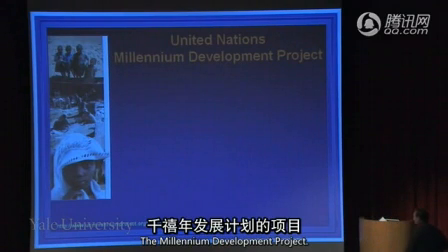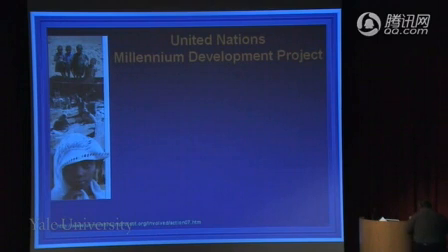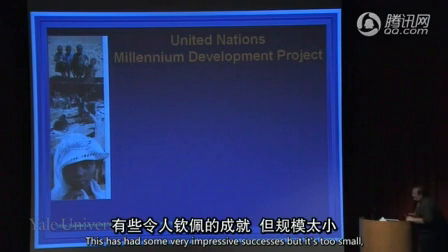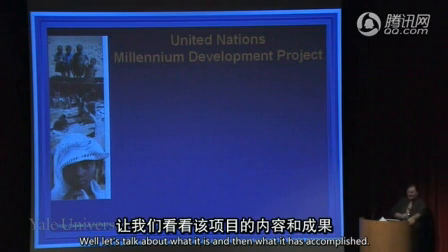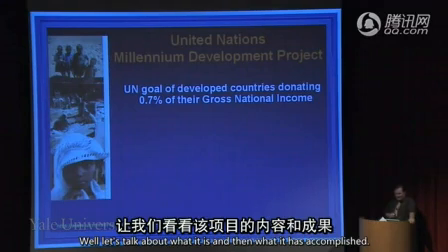Well, one shining star in this pretty bleak picture overall is a project coordinated by the United Nations called the Millennium Development Project. This has had some very impressive successes, but it's too small, it's not funded enough, and isn't affecting enough parts of the world. But let's talk about what it is and then what it has accomplished.